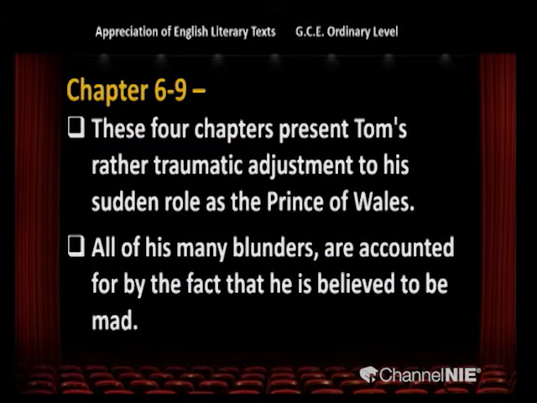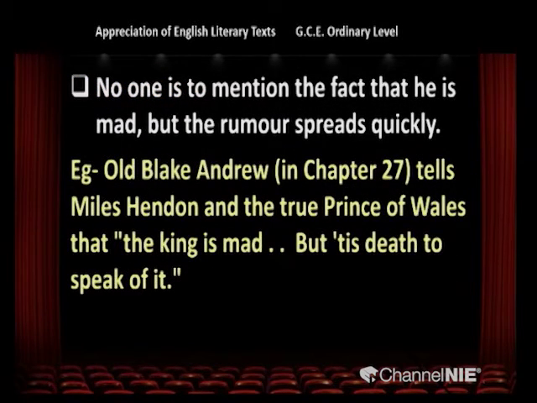Chapters 6 to 9. These four chapters present Tom's rather traumatic adjustment to his sudden role as the Prince of Wales. All of his many blunders are accounted for by the fact that he is believed to be mad. But you can notice no one tells anything to him. No one needs to mention the fact that he is mad. But the rumor spreads quickly.